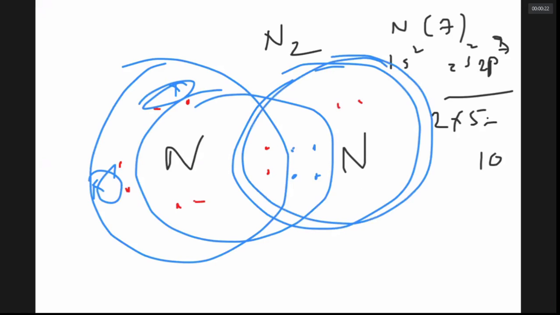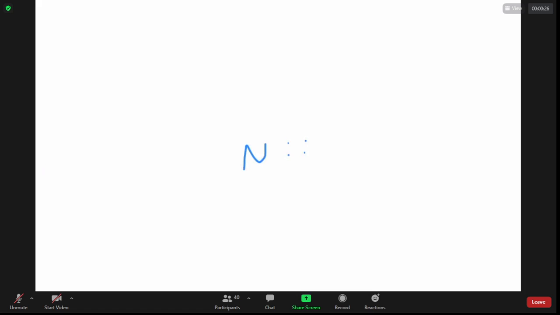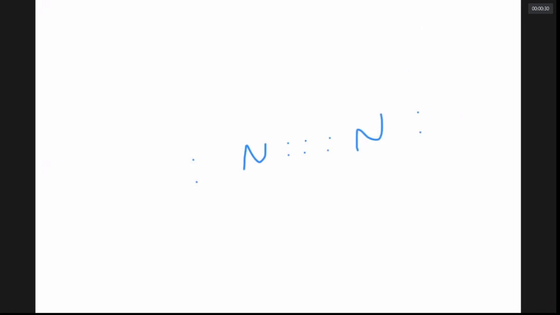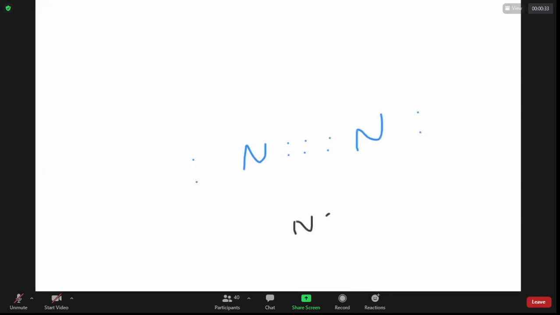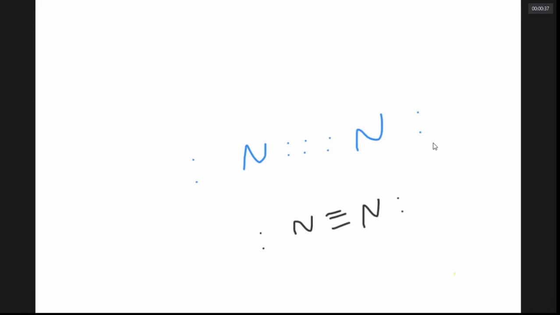Now you write the Lewis dot formula. 1, 2, 3 electron pairs. Lone pair, lone pair. You can also write this as N triple bond N, lone pair, lone pair. Are we very clear?